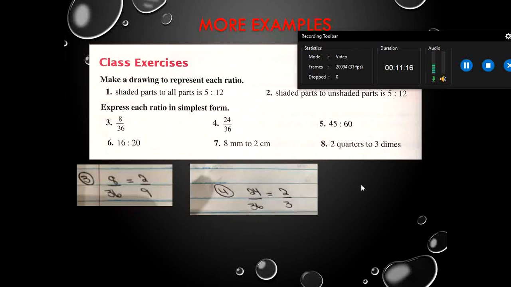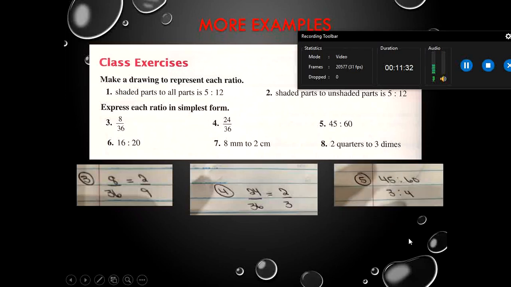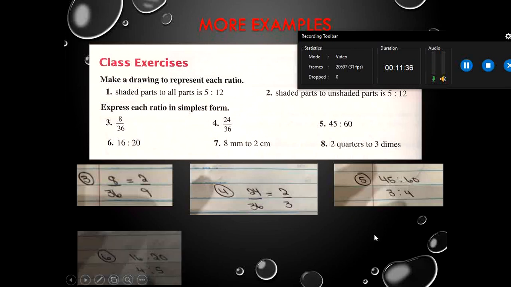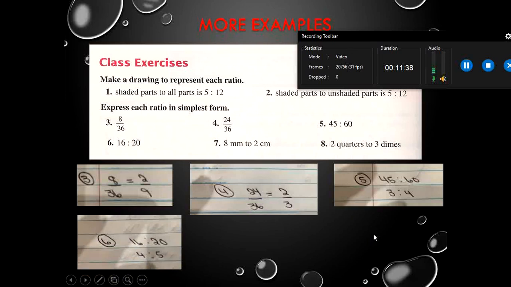In number 5, they're using a horizontal format. If you don't like this format, you can make it vertical like problems 3 and 4. 45 is your numerator, 60 is your denominator. But again, the common factor is 15. So I'm dividing both pieces by 15, and the resulting fraction is 3 to 4. Number 6 is similar. So the common factor there is 4. I divided both pieces by 4, and it leaves me with a reduced ratio of 4 to 5.